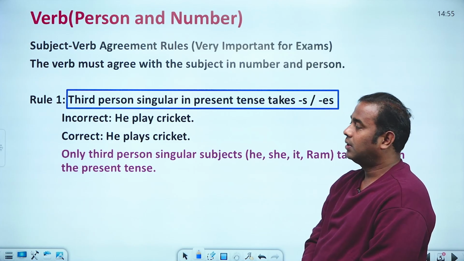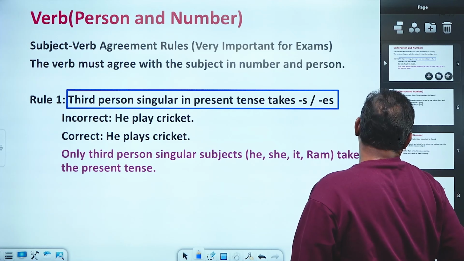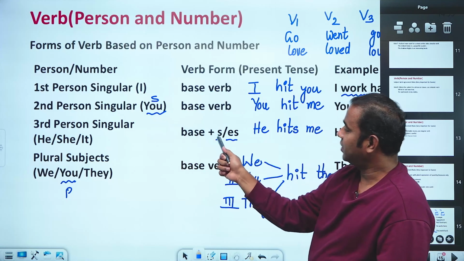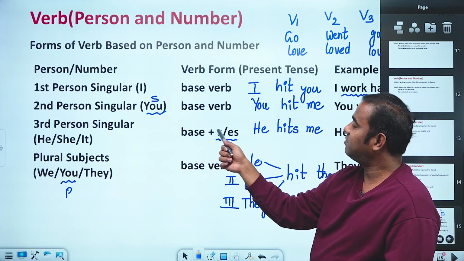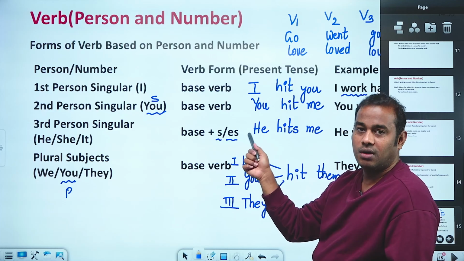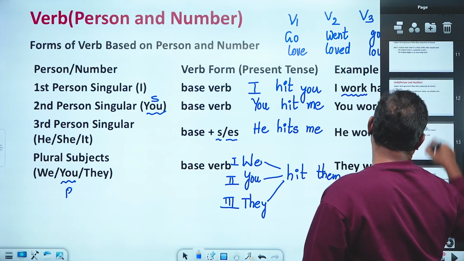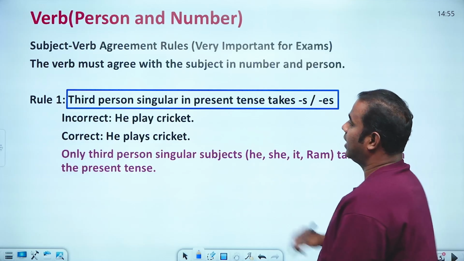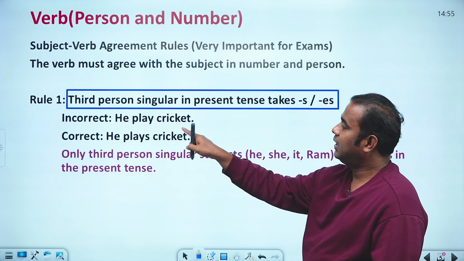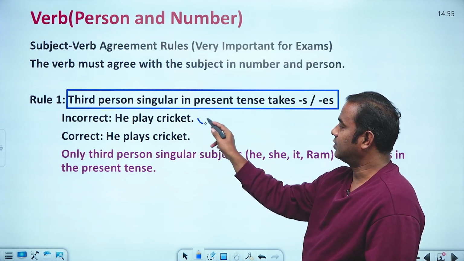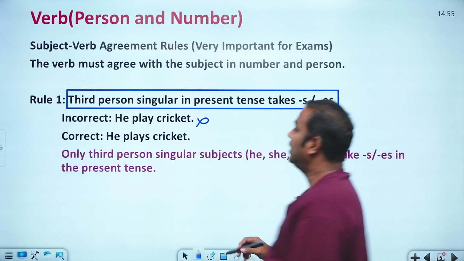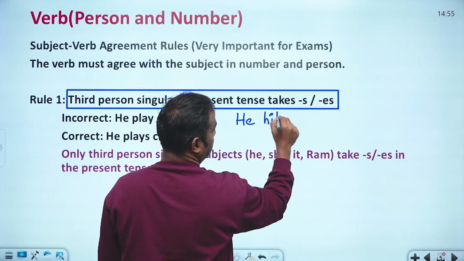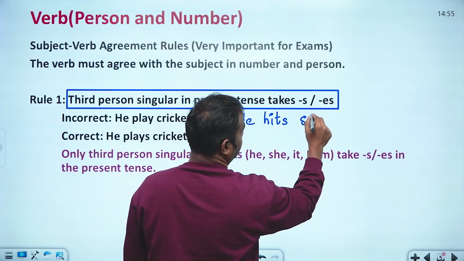So what does that mean? As we have discussed just before, you should be mindful whenever you are dealing with the third person singular. The base verb usually takes s or es always. Okay, so based upon that idea, if you look at rule number 1, "He play cricket" is a wrong sentence. He plays cricket. He hits 6.